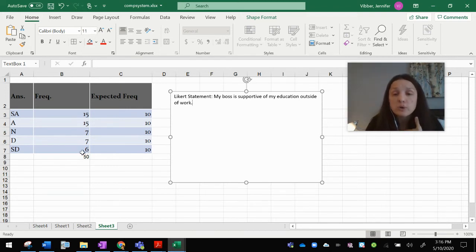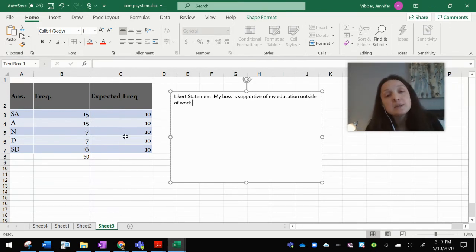disagree, strongly disagree. And we want to know, is there a uniform response? So it looks like I surveyed 50 people. There were 5 possible responses. So my expected frequency is 50 divided by 5, which is 10. So if there was not a group preference, there would be about 10 people in each slot. There are not. It's 15, 15, 7, 7, and 6.